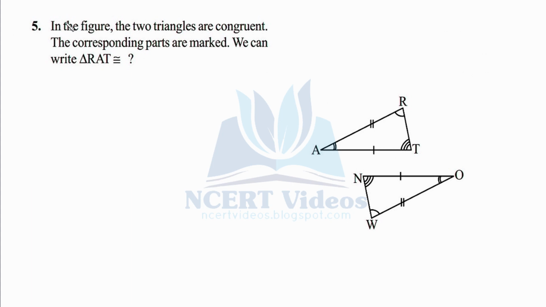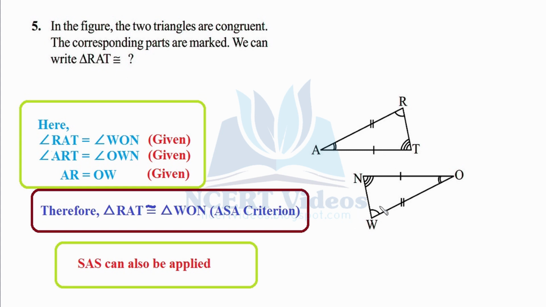Question fifth. In the figure, the two triangles are congruent. The corresponding parts are marked. We can write triangle RAT is congruent to what? In this question, we are provided with two triangles which are congruent. So we have to show the corresponding parts of triangle RAT to what in this triangle. So we will try to deduce the same.